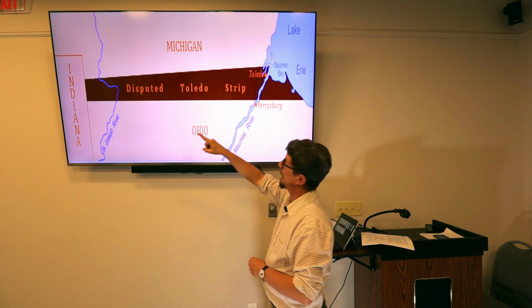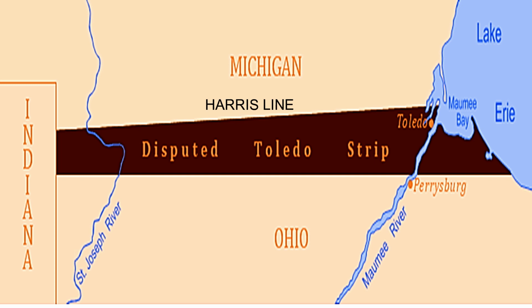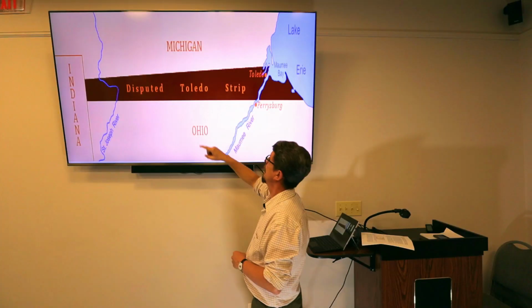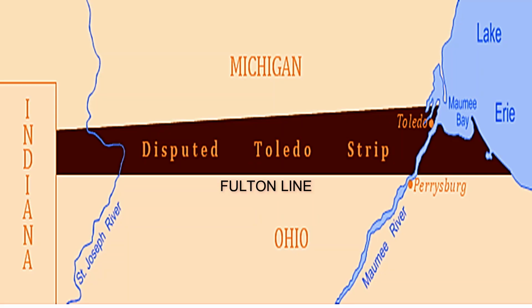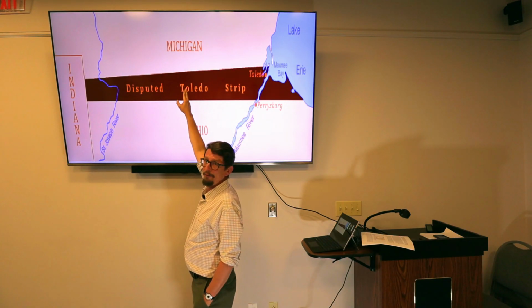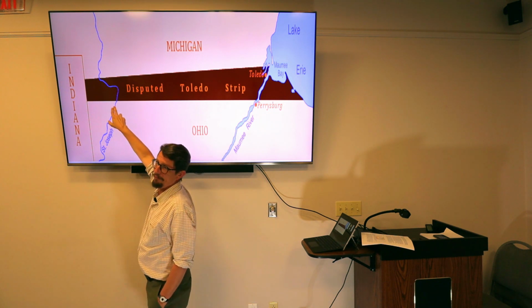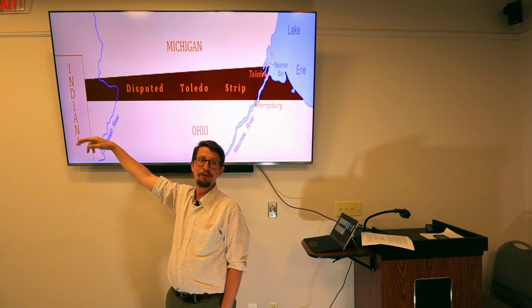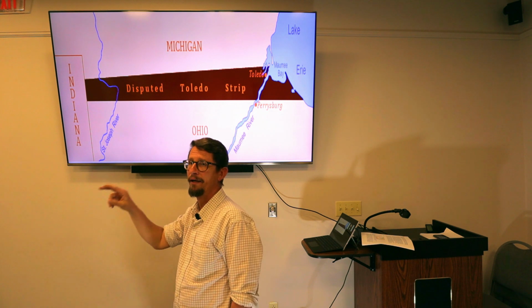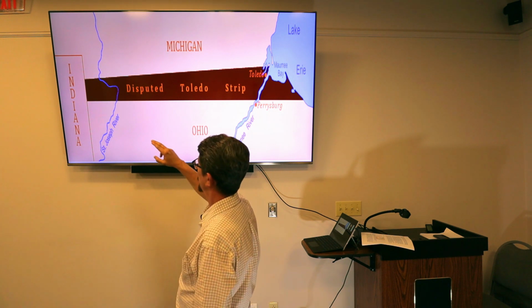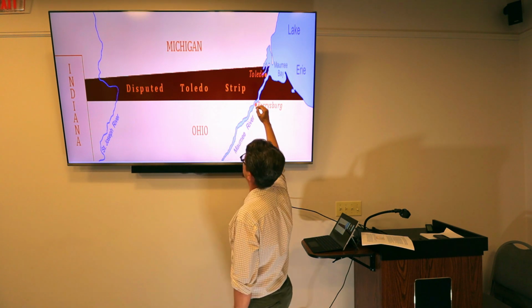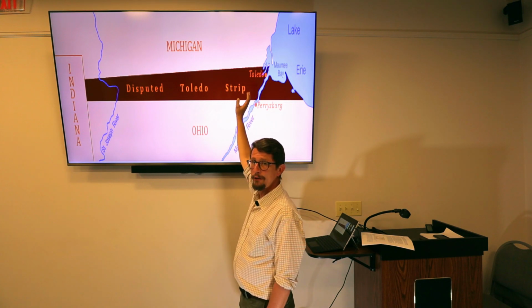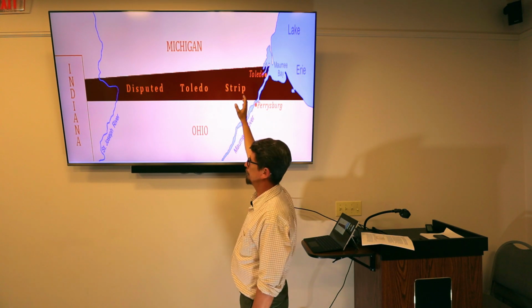The top one is called the Harris Line. That is the survey that is now the border of Michigan and Ohio. This is the Fulton Line, because they hired a man named Fulton to do the Michigan survey. And they went off, this is the old tip of Lake Michigan. This is the new tip of Lake Michigan. So they went off the provision of delineating their survey from the tip of Lake Michigan, and it gives them all of this. This is 438 square miles of property.